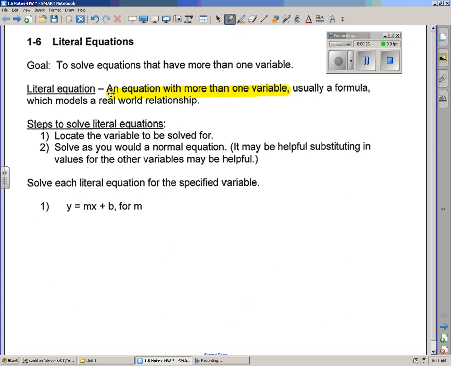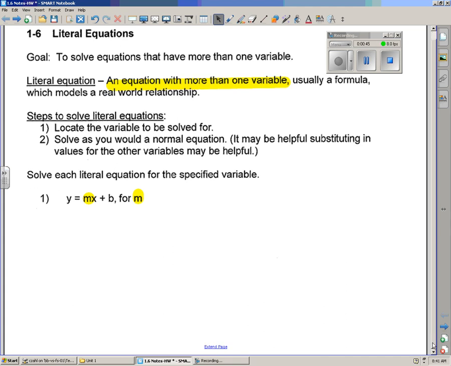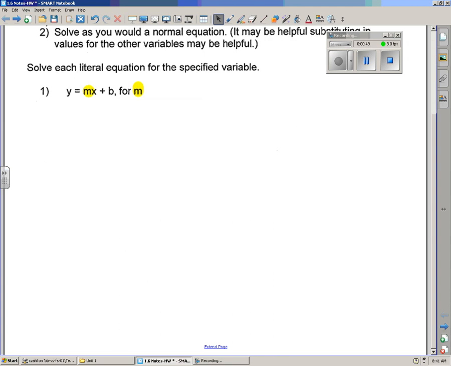Sometimes you might want to substitute in values for the letters if it gets too confusing, but you should be fine. So for this first equation, we want to solve y equals mx plus b for the letter m. So it's the m that we want to get all alone. Well, we need to decide what's happening to the m. First thing that's happening is it's being multiplied by an x and being added by a b. In any normal equation, you would actually have to undo the addition first. So what we're going to do here is subtract b on both sides.